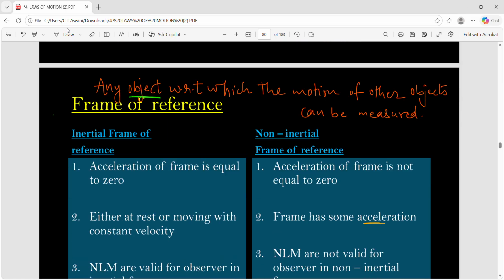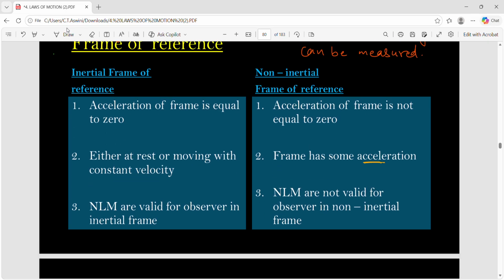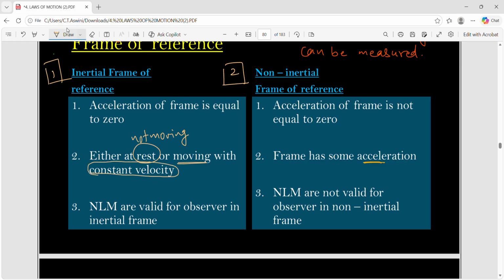Clear? Now, there are two categories of frames of reference. Number one, inertial frame of reference, and number two, non-inertial frame of reference. So, what is this inertial frame? Any frame which is at rest, that means it is not moving, or any frame which is moving with constant velocity. Either it should not be moving or it has to move with constant velocity. Constant velocity means what about the change in velocity? Zero. Then what about the acceleration? Acceleration is also zero. So any frame whose acceleration is zero is called an inertial frame of reference.